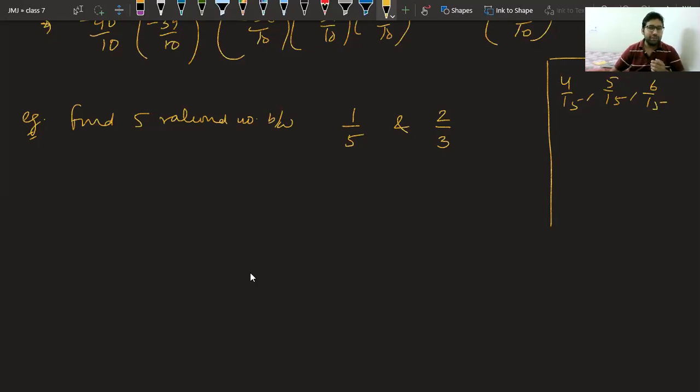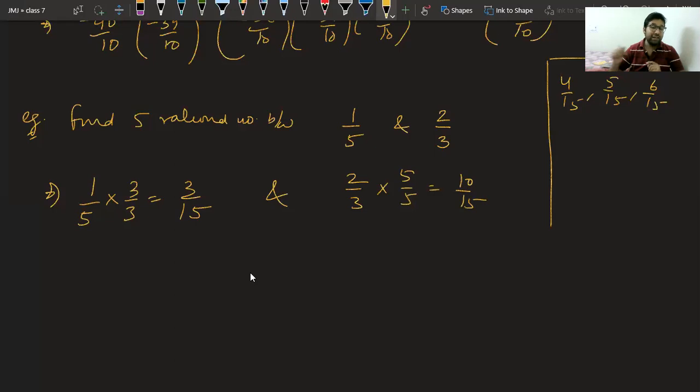First, let us see. Right now, I cannot say which number is larger and which is smaller. Class, can you say right now which number is larger, which is smaller? We cannot say right now. So we have to first make them like terms. Let us try. We can write 1 by 5 as 3 by 15, and we can write 2 by 3 as 10 by 15, multiplying by 5 by 5.